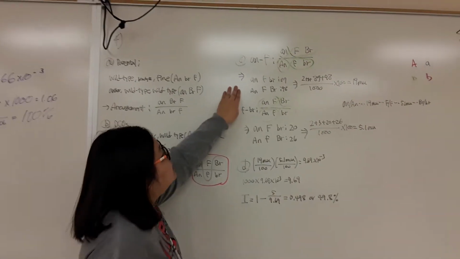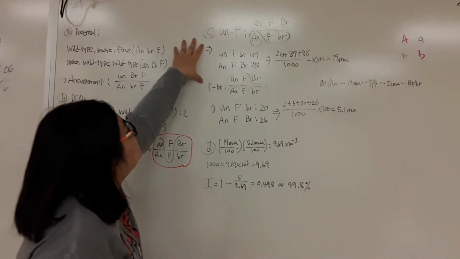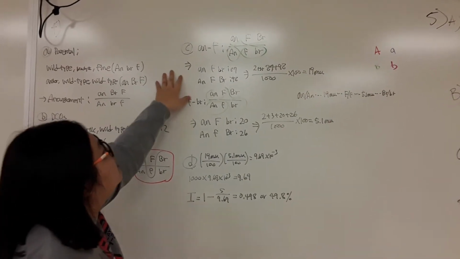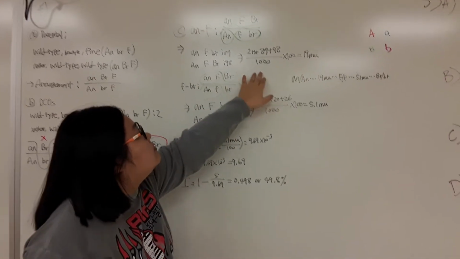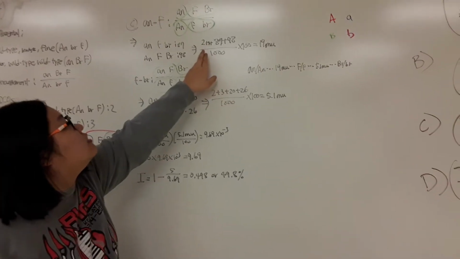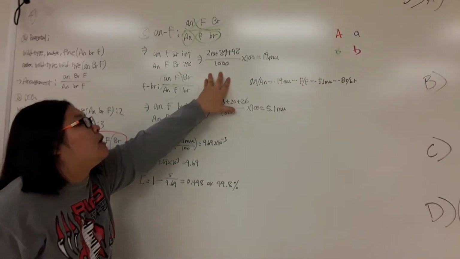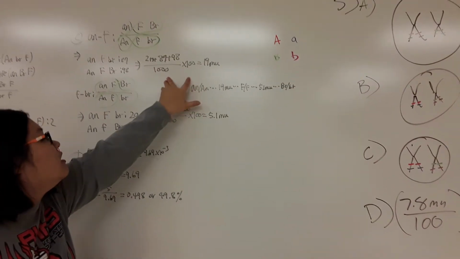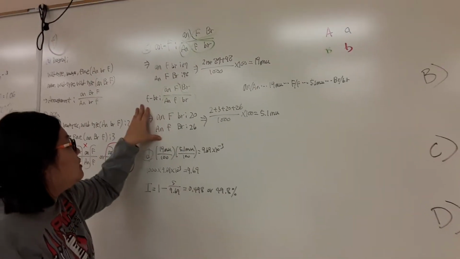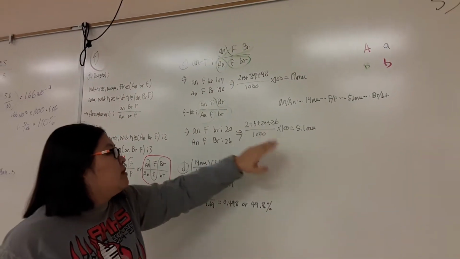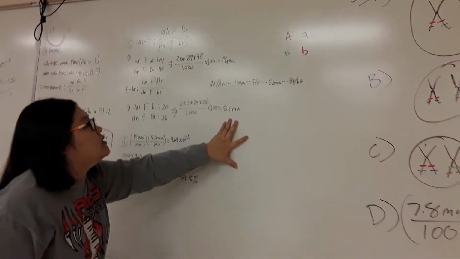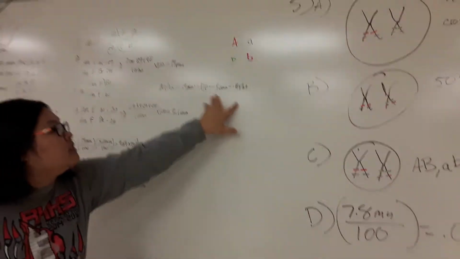And part C, I found the distance between the A and F, and then the F and B, and then I added up the single crossing over and the double crossing over divided by the population times 100, which is 19 map units, and then this one also add up all together divided by 1,000 times 100, which is 5.1 map units, and then this is my answer.